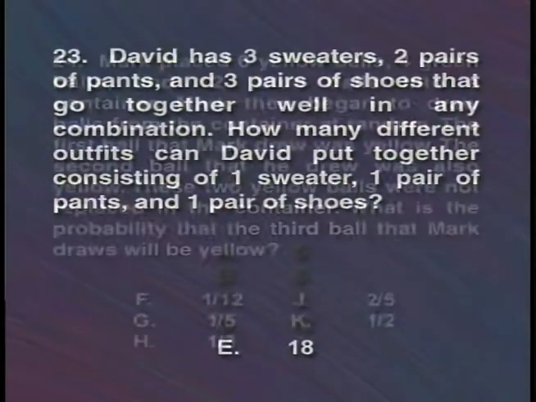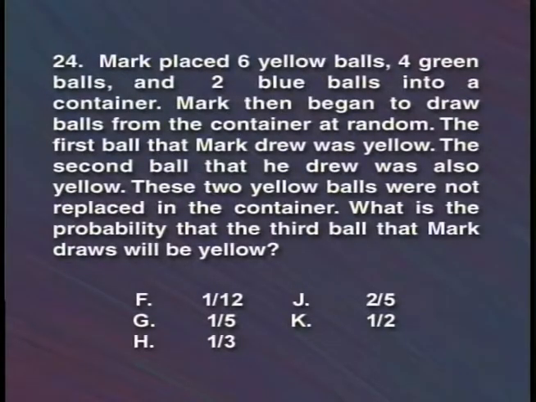Problem 24. Mark placed 6 yellow balls, 4 green balls, and 2 blue balls into a container. Mark then began to draw balls from the container at random. The first ball that Mark drew was yellow. The second ball that he drew was also yellow. These 2 yellow balls were not replaced in the container. What is the probability that the third ball that Mark draws will be yellow?